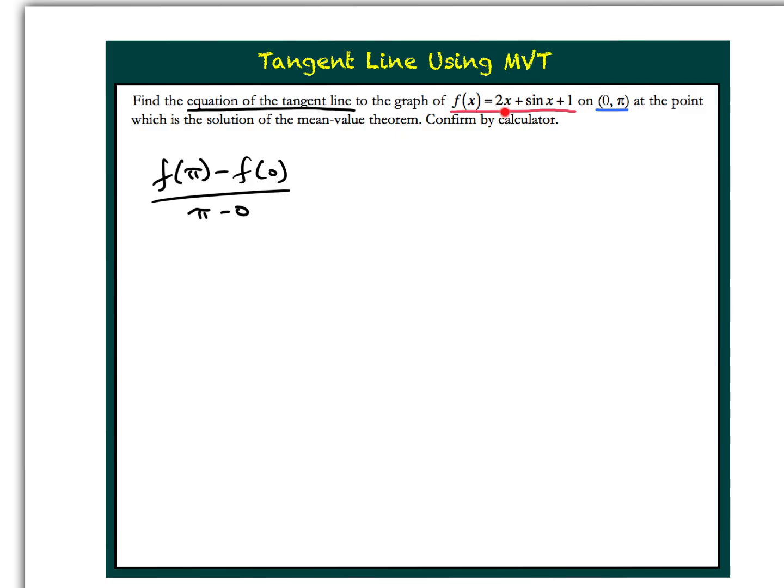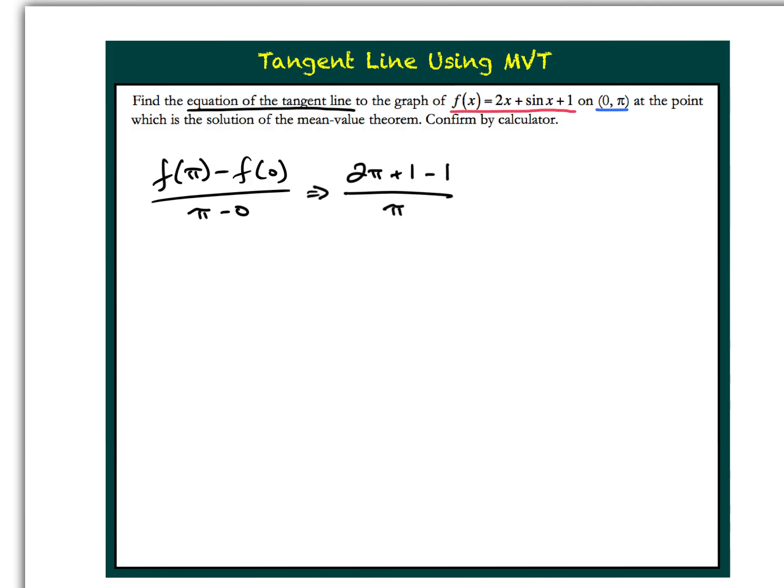So we're going to substitute in pi, or if you like, you can plug them in, I guess. So we have 2 times pi, which is 2 pi. And then sine of pi, which is 0, and then plus 1. So f of pi is 2 pi plus 1. Minus, now we're going to substitute in 0. And so we'd have 2 times 0, which is 0, sine of 0, 0, plus 1, which is 1. So f of 0 is 1, over pi minus 0, which is just pi.